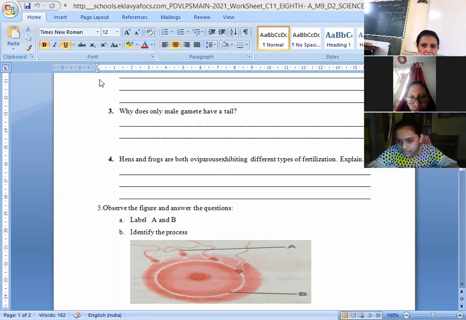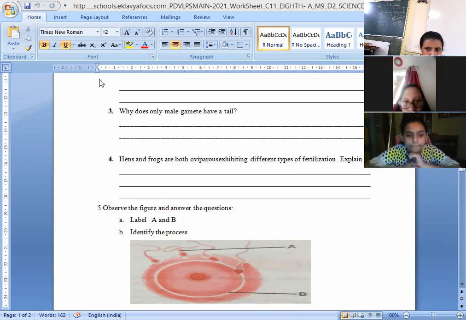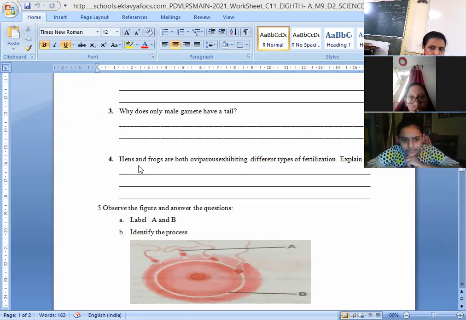Ananya, what type of fertilization? In case of hens, internal fertilization takes place, but it lays eggs. And in case of a frog, there is external fertilization. It lays eggs outside the body. Okay, so both are oviparous, but the type of fertilization is different.